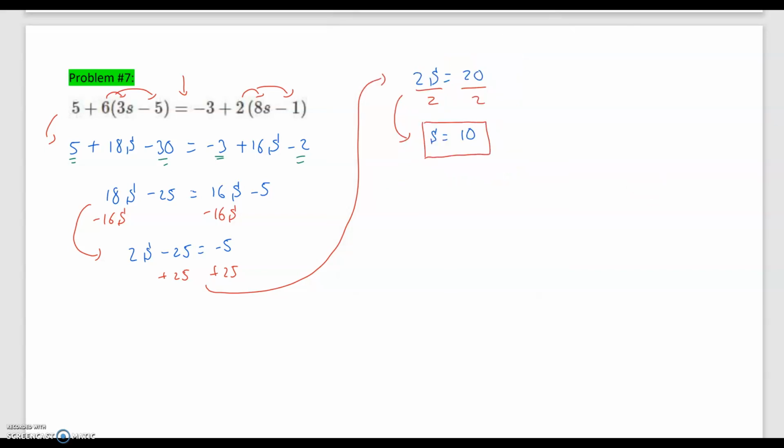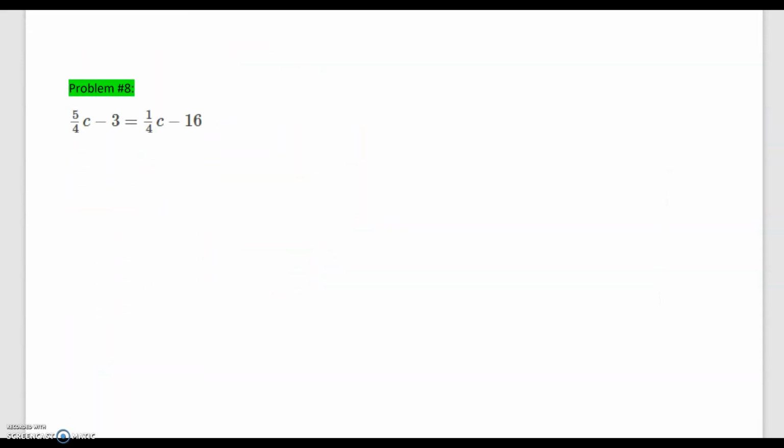Okay, a little bit messy to begin with, especially because we had expressions on both sides and we needed to distribute those values. Please keep in mind that as you're rearranging values of the equation, whatever you do to one side has to be done to the other side. Such as here, when we subtracted the 16s, you have to do it to both sides. That's it for problem 7. Let's move on to problem 8.